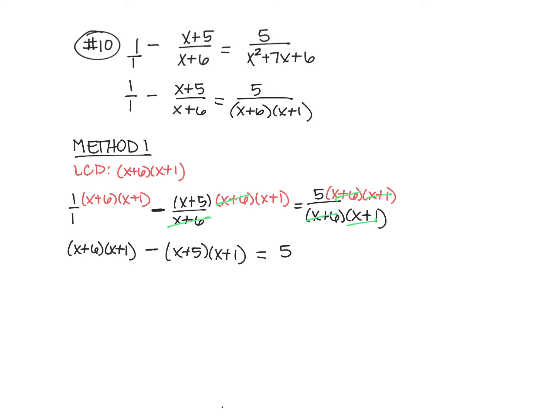Well, what that means I need to do now is FOIL these two different binomials together. So I'm going to get x squared plus 7x plus 6 minus, and I am going to put parentheses around the second one because we know when we subtract something, it can be messy. I need to make sure I remember to distribute that negative. So I get x squared plus 6x plus 5, and that equals 5.